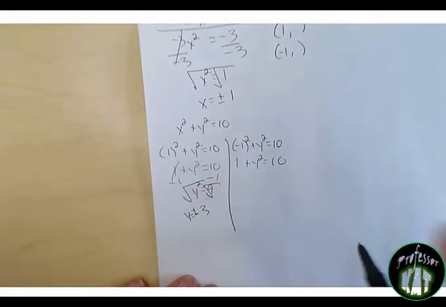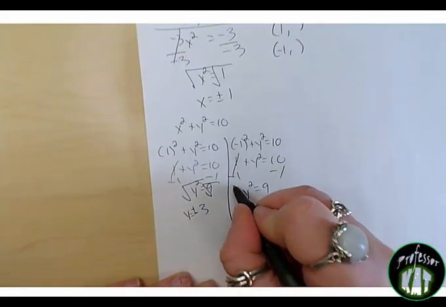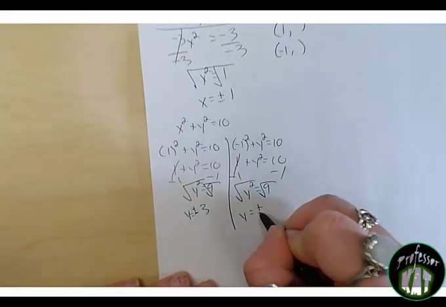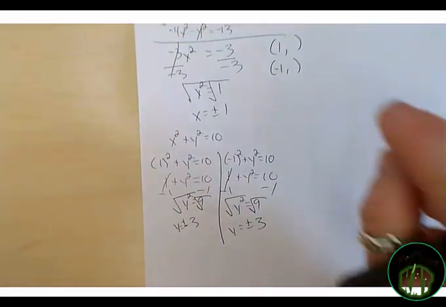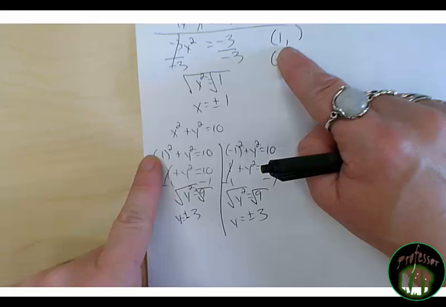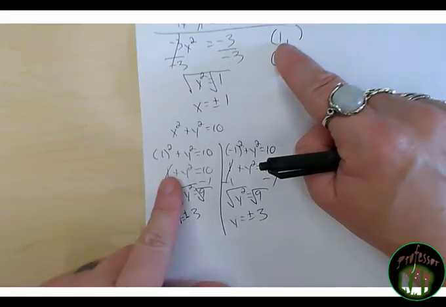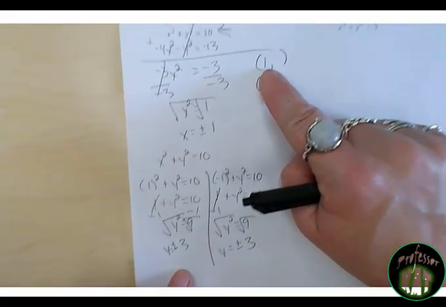1 plus y squared is equal to 10. We would subtract 1 on each side and get y squared is equal to 9, and then take the square root of each side and get y is equal to plus or minus 3. What this means is that when x is a positive 1, which we plugged in here, we got two different answers. We got a positive 3 and a negative 3.